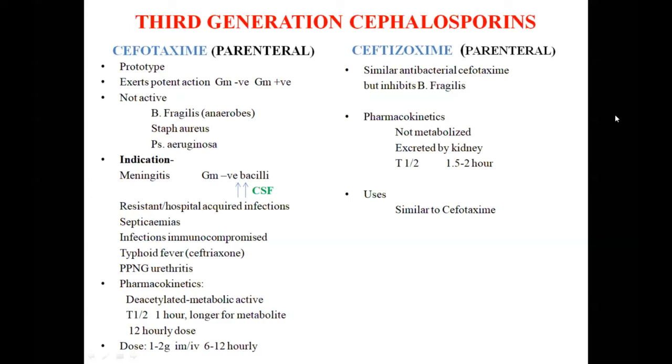Then the second parenteral third generation cephalosporin is ceftriaxone, which has a similar antibacterial spectrum like cefotaxime, but it has a property of inhibiting the anaerobes, especially Bacteroides fragilis. So this is taken care of by ceftriaxone, and the indications are also similar to cefotaxime.